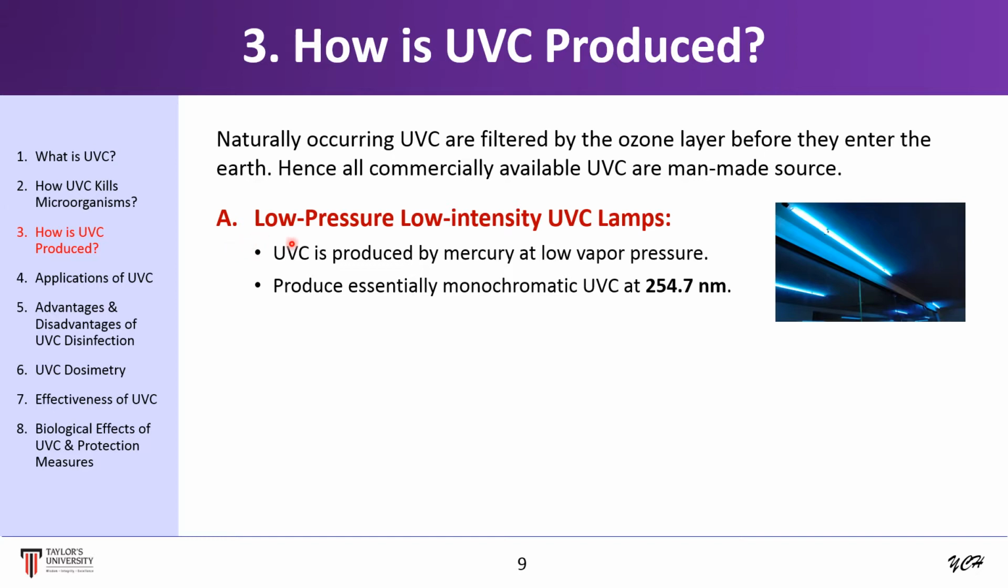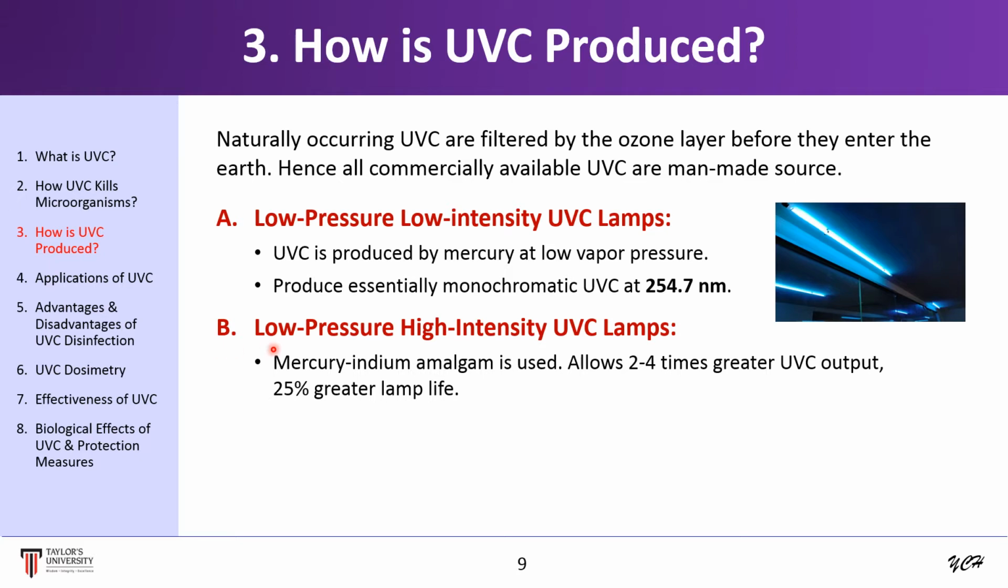The first method is known as low pressure, low intensity UVC lamps. Using this method, the UVC is produced by mercury at low vapor pressure inside a quartz tube. And this will produce essentially monochromatic UVC at 254.7 nanometers. Second method, using low pressure, high intensity UVC lamps, and mercury indium amalgam is used. This will allow 2 to 4 times greater UVC output and 25% greater lamp life.